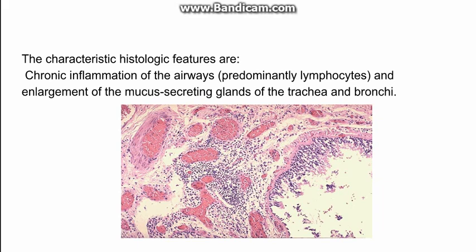The characteristic microscopic feature is presence of inflammatory cells, predominantly lymphocytes, because it is a chronic condition. There will be presence of lymphocytes, and if there is acute infection also present, the neutrophils will also increase. But mostly lymphocytes are seen. You can see in this picture these are all the lymphocytes which are present. And the second characteristic feature is increase of the submucosal glands, the mucus secreting glands.